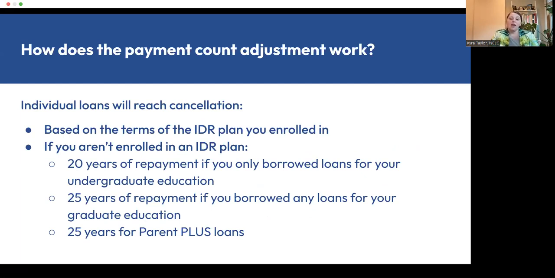All right, some more nuts and bolts for you. Individual loans, not all of your loans, will reach cancellation either based on the terms of the income-driven repayment plan that you enrolled in, or if you've never been enrolled in an income-driven repayment plan, after 20 years of repayment if you only borrowed loans for your undergraduate education, after 25 years of repayment if you borrowed any loans for your own graduate education, or after 25 years if you borrowed Parent Plus loans.